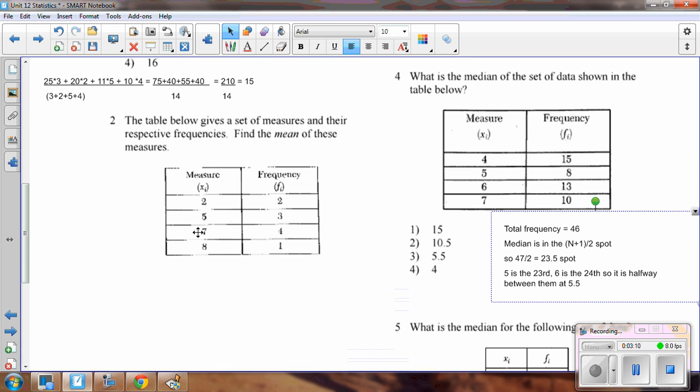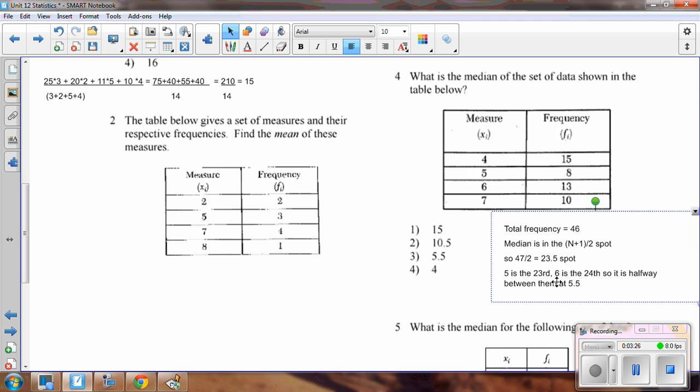And this is another question that you would do the same exact way. But if you look over here, I did one that involved the median. What is the median of the set of data shown in the table? So you count up the total frequency. So 15 plus 8 plus 13 plus 10 gives us 46.